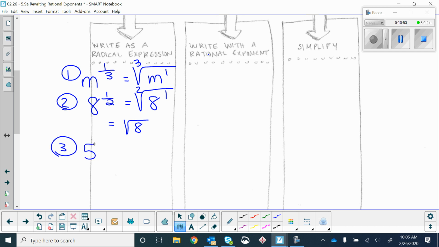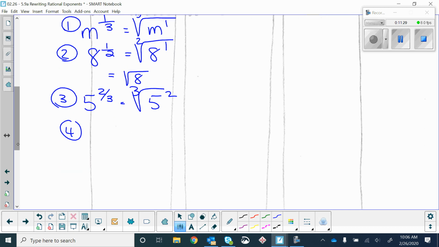Try this one. 5 to the 2/3. So you need a 5, you need a radical. What number did you put outside the root? 3. And then you put what for the power? 2.